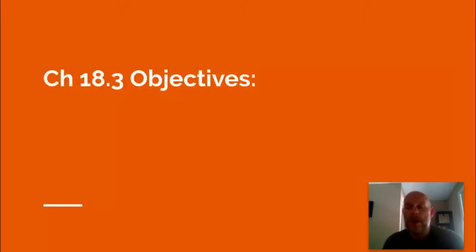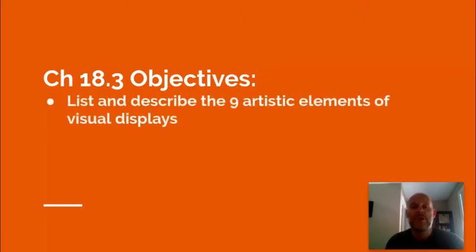Anyways, so we're wrapping up chapter 18. We're going to part 3 right here. So, again, chapter 18 is all about visual merchandising and display. I expect that you're writing this down, taking notes to help you answer the questions at the end of the video. So by the end of this part of the chapter, you'll be able to list and describe the 9 artistic elements in visual displays.